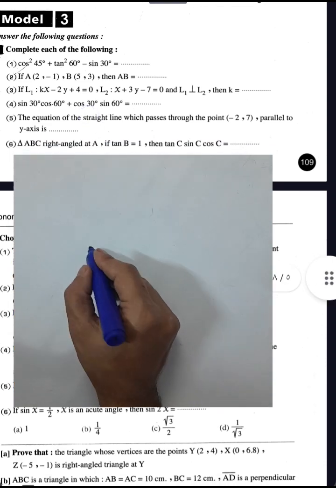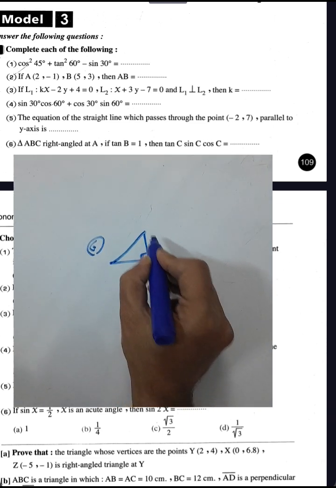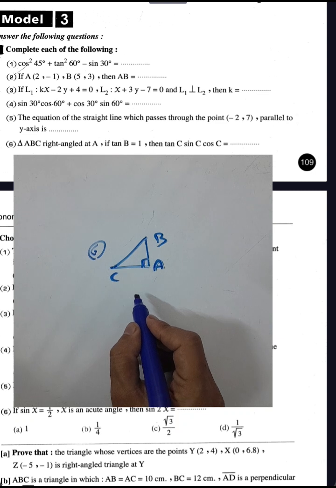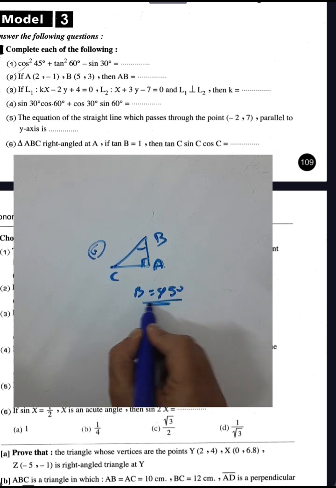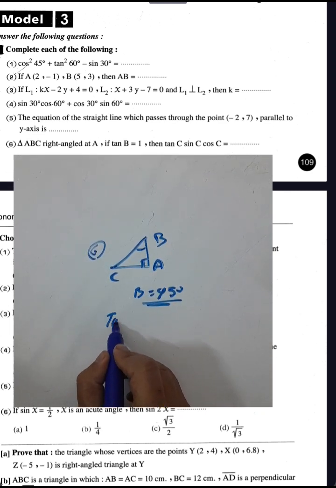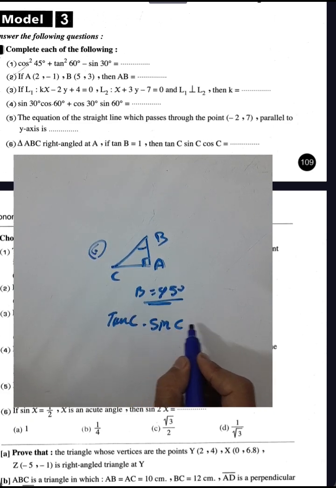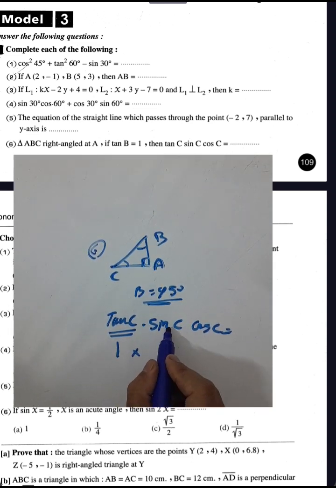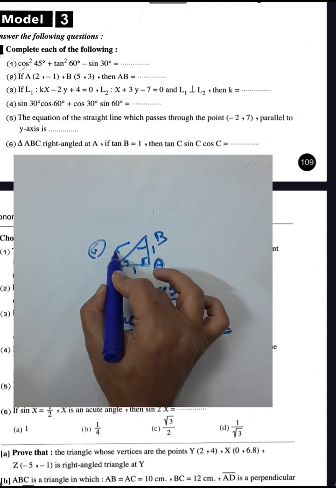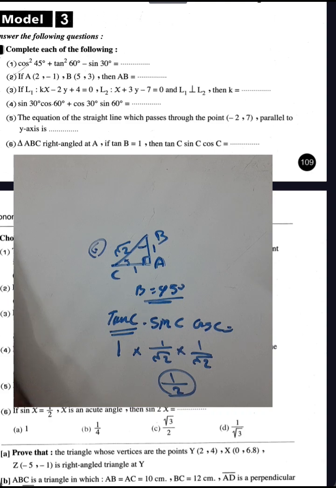Question number 6. ABC is a right angle triangle at A. Okay, if tan B equals 1, it means the measure of angle B equals 45, because tan 45 equals 1. You want to find tan C product by sine C cosine C. Tan C was 45, it will be 1, times sine C, sine is opposite over hypotenuse, 1 over root 2, cosine C, 1 over root 2. The result will be 1 over 2. The result will be half.